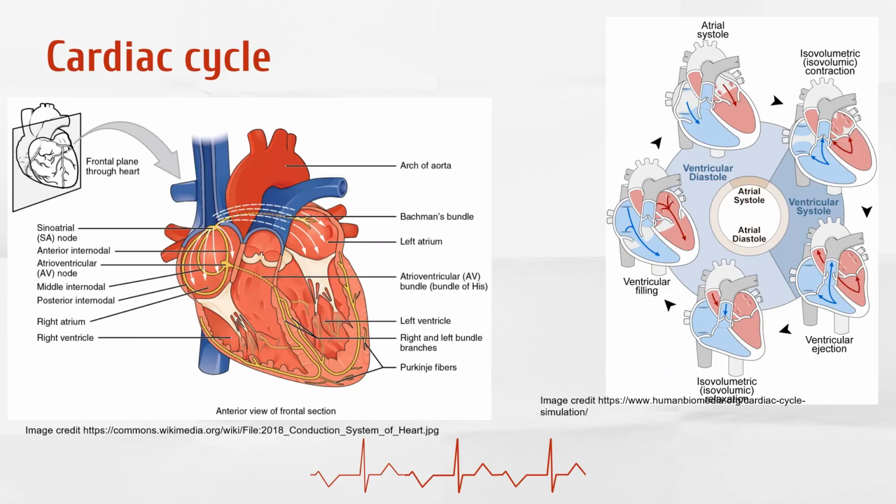So we mentioned those atria, those ventricles, the blood pumping into the heart, out of the heart. Here we're going to add lots more detail about that. So here we have a diagram of a human heart.